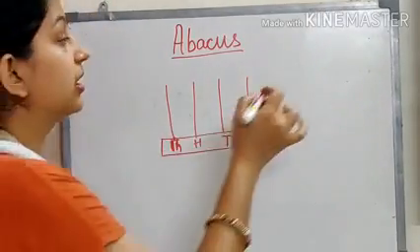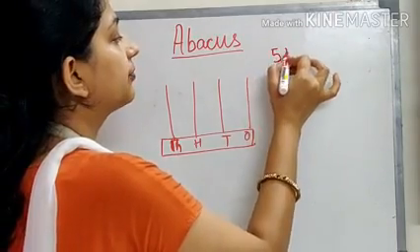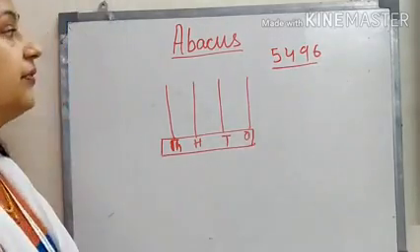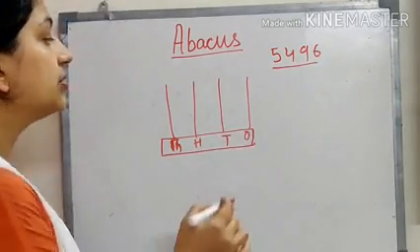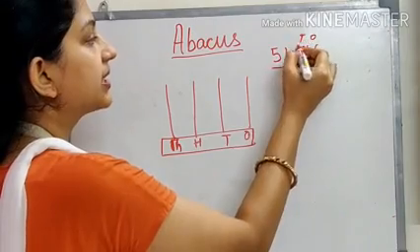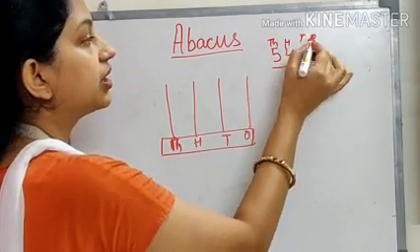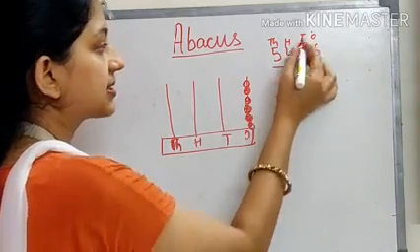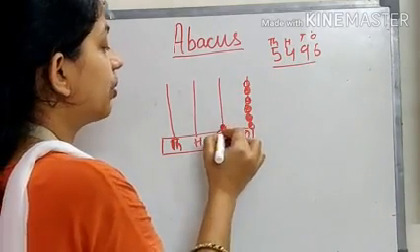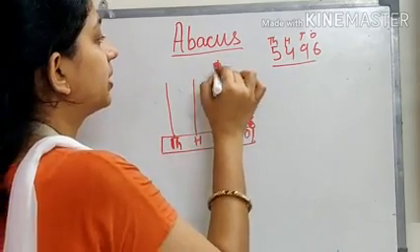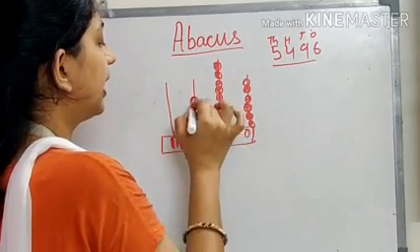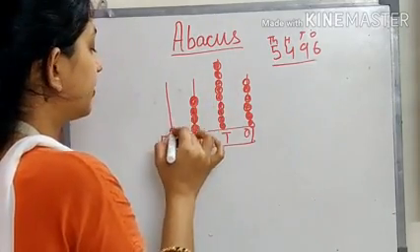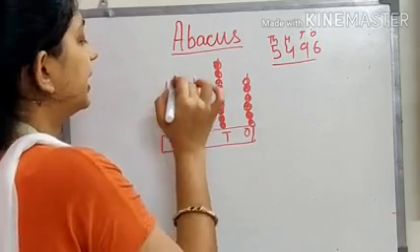Draw an abacus based on the number 5496. It is a 4-digit number. So what will you do? Ones, tens, hundreds and thousands. The ones position has 6 beads, so 1 and 6. Tens has 9, so 1 and 9. Hundreds is 4, so 1 and 4. And thousands is 5, so 4 and 5. Like that you will draw.